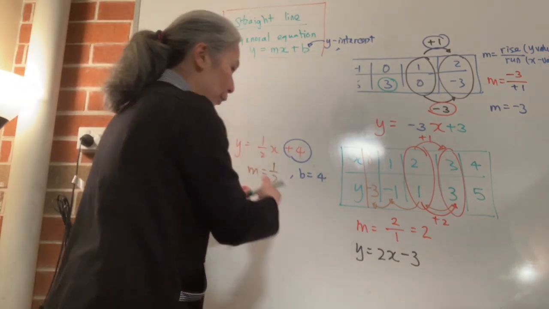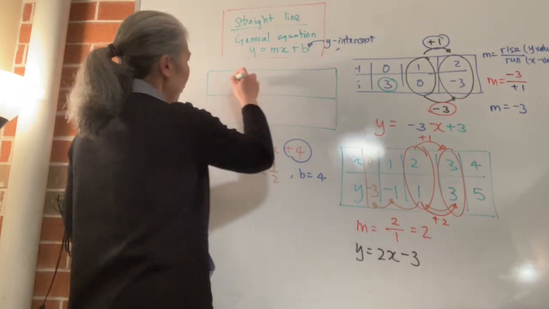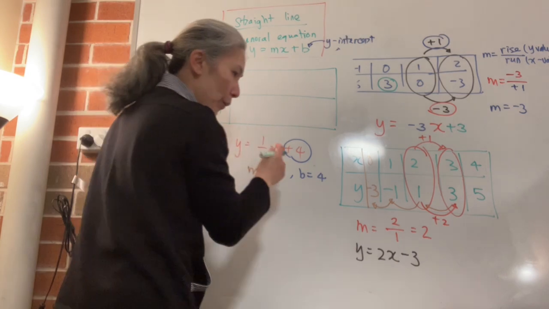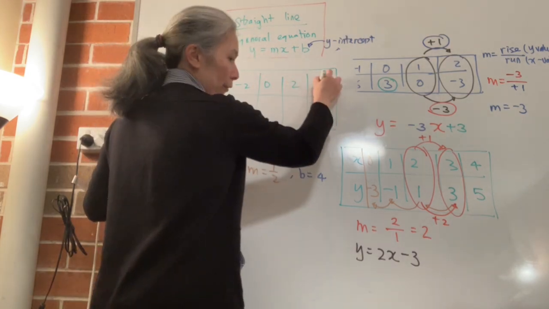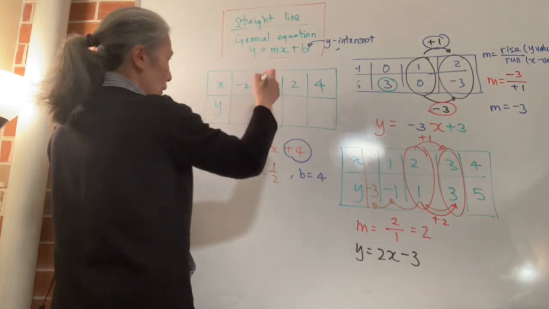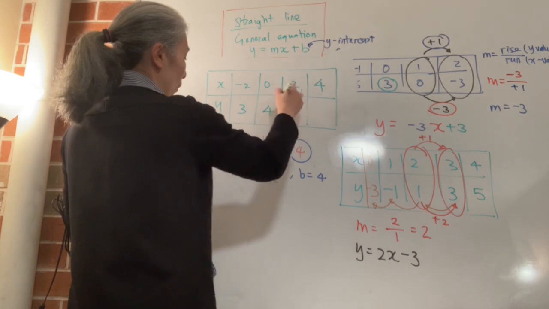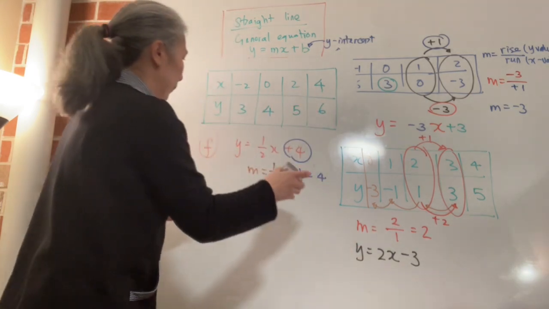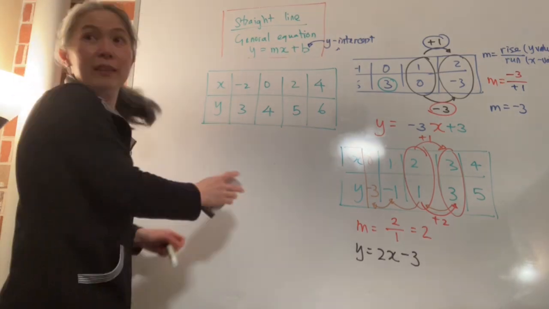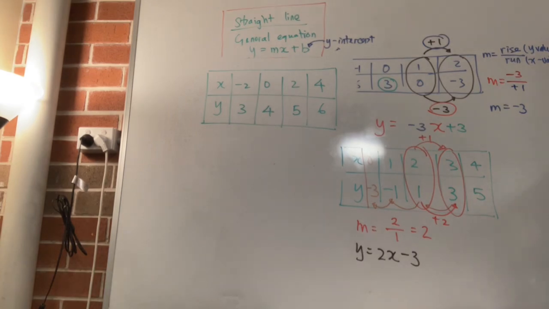Okay, the next table you have is this. Let's try it. x and y, so you have minus 2, 0, 2, and 4. Then y is 3, 4, 5, 6. That's the table you have. I want you to do the same thing: how much does it go up and how much does it go across?